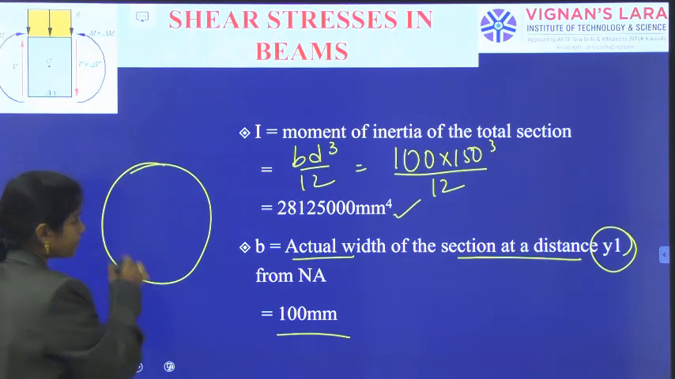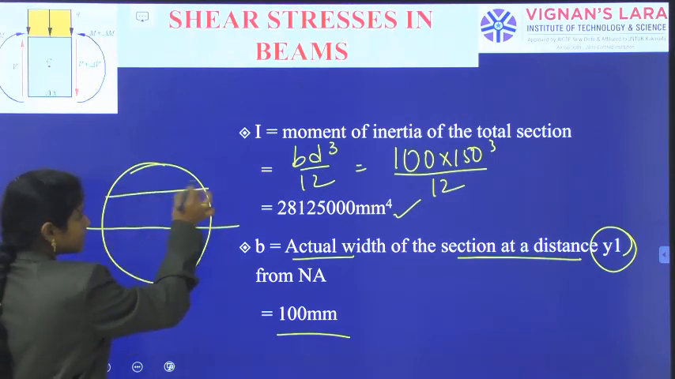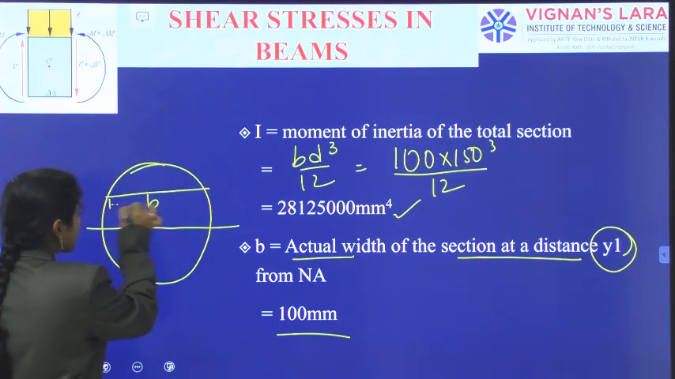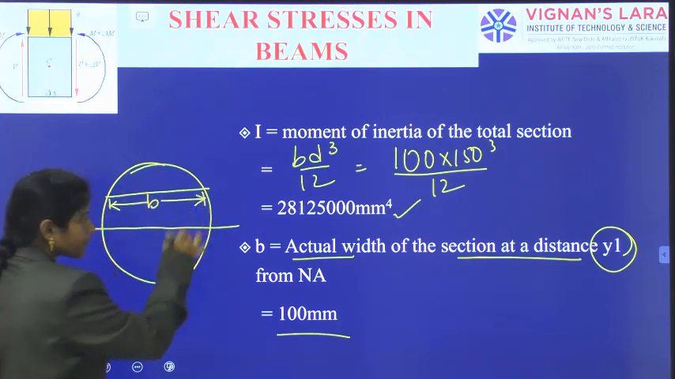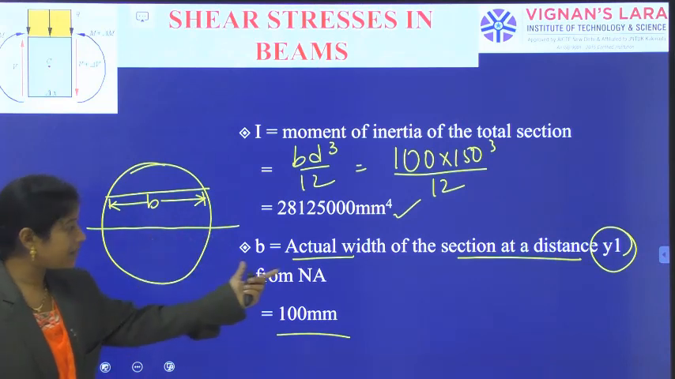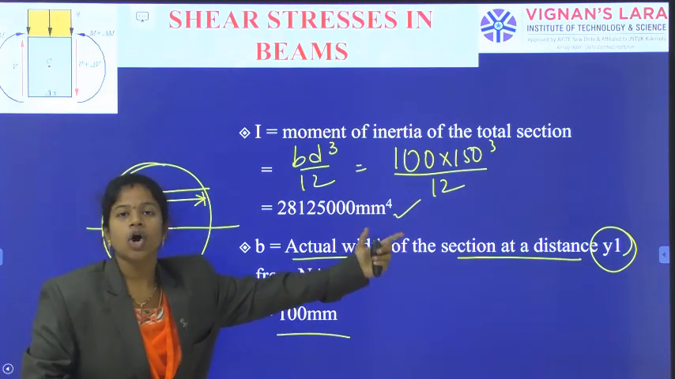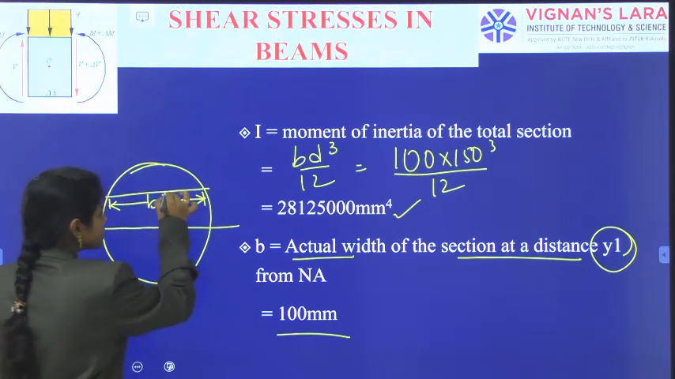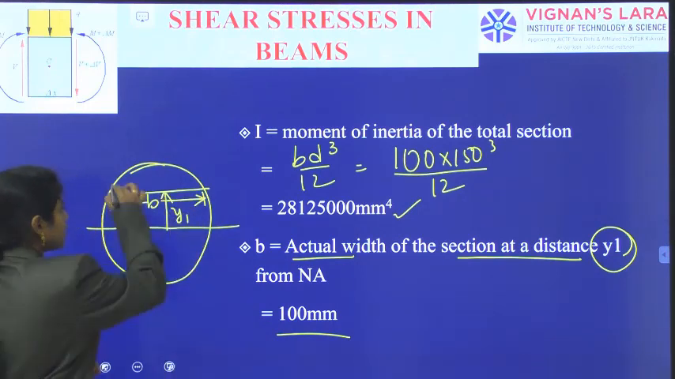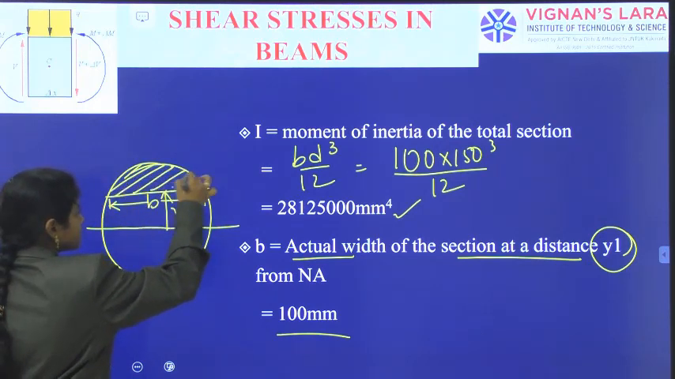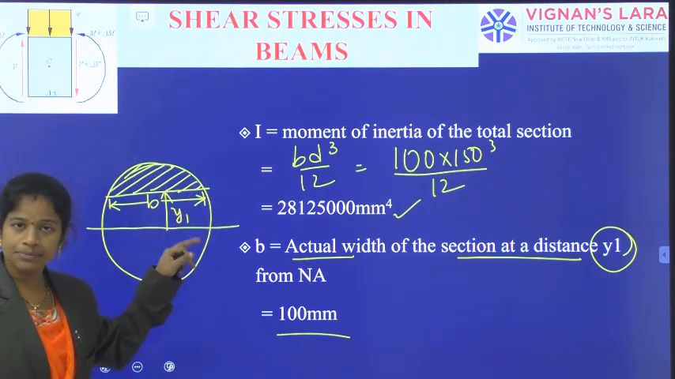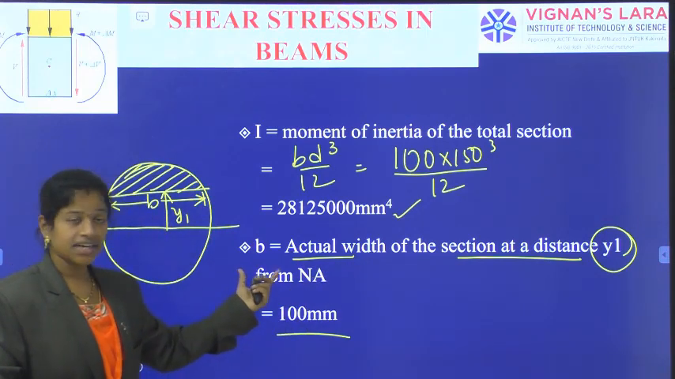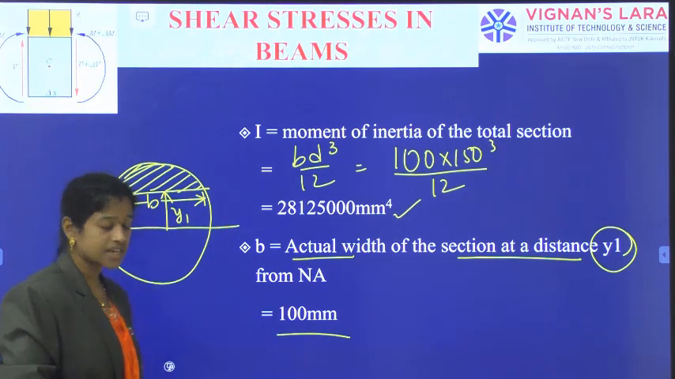Maybe if it is a circular beam, this is my neutral axis. If this is the width, I need to write the beam measurement as this value, not the diameter value. That's why I am indicating the actual width of the beam at the level where we are calculating the shear stress, and this one is Y1. Above this portion I need to consider. This example we will do later. So this is the actual width of the beam at a distance Y1 above the neutral axis, that means 100 mm.